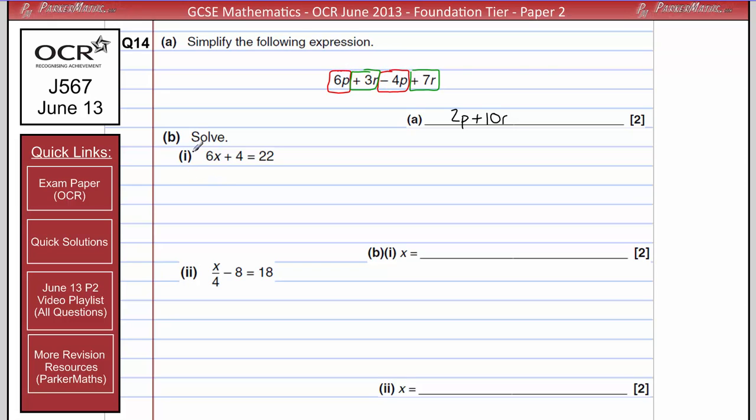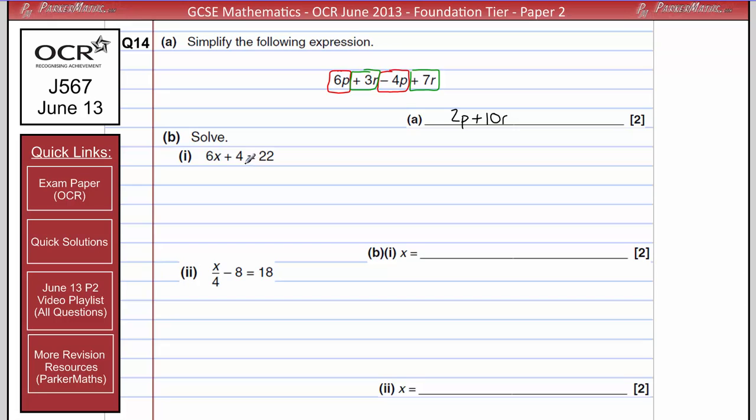signs. In the first part of question B, we need to solve 6x plus 4 equals 22. When you need to solve an equation, it's easier to think of it as a mathematical sentence, and this sentence means if you start with x, multiply it by 6 and add 4, you get 22. So I need to undo all of the things I did to x.